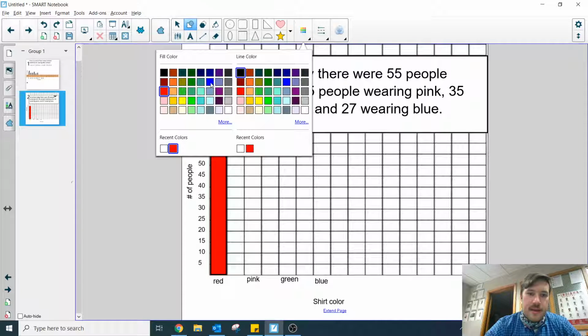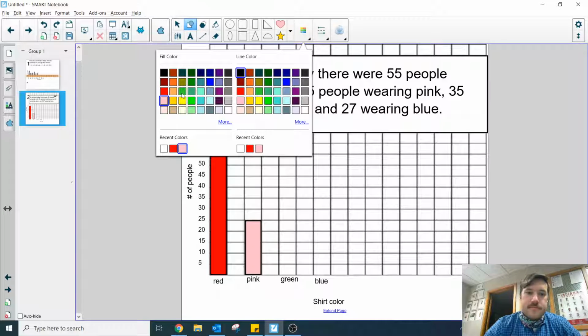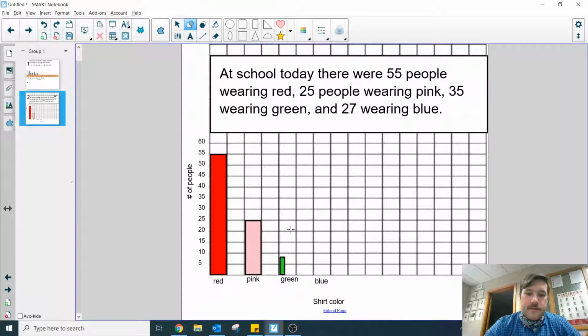Now for pink, there were how many people? 25. So I'm going to create a bar graph that shows that there were 25 people wearing pink. Like that. See how the top of my bar goes to 25? 35 people wearing green. Let's do this green. So I'll create another bar graph that goes up to 35. Boom. So 35 people were wearing green.